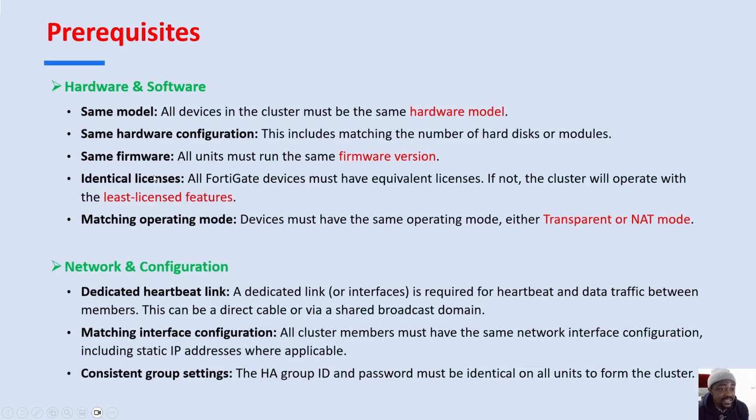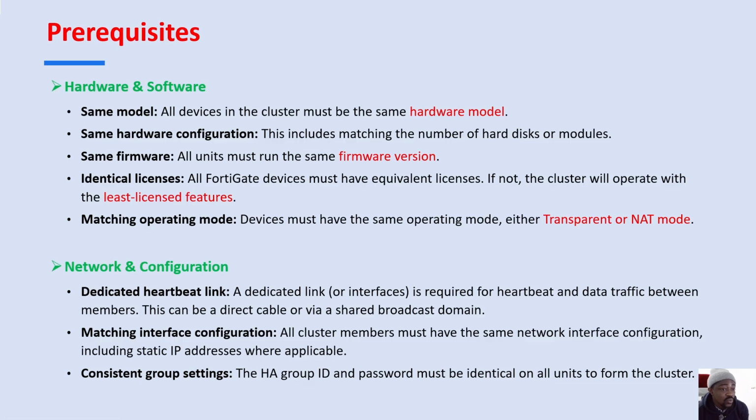So as we said, identical licenses are required. Let's say, for example, you are doing an HA cluster with two devices. If one of the devices has a license for VPN connection and the other one does not, when you put the two devices together in a cluster, your cluster will not be able to run VPN. It will not have access to VPN features because one of your FortiGate devices doesn't have the VPN feature.